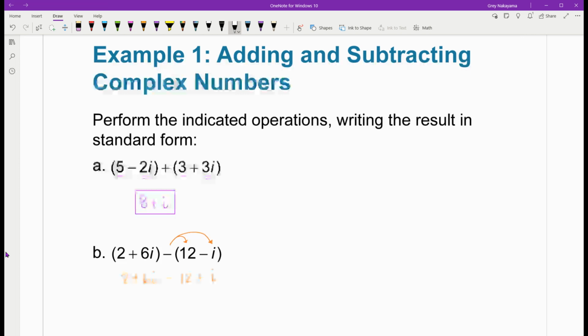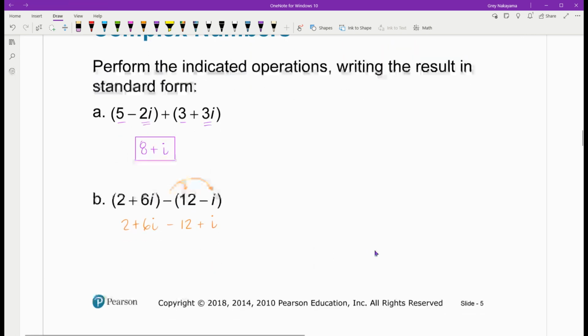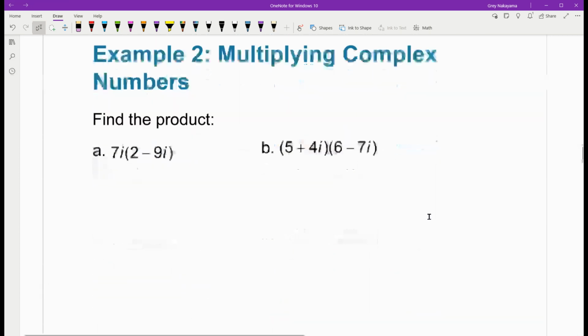Okay, continuing though, what are our real parts? We're still going to do like terms. So my real parts are 2 and 12. Together that gives us -10 because it was -12. And then my imaginary parts are plus 6i plus i, which is going to give me plus 7i. And that's our answer. And it is in standard form. I'm putting the real part first and then the imaginary part.